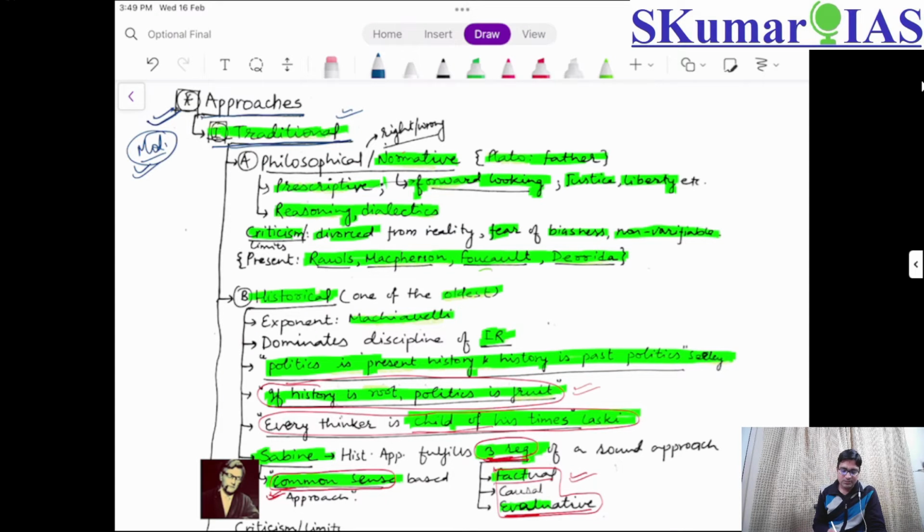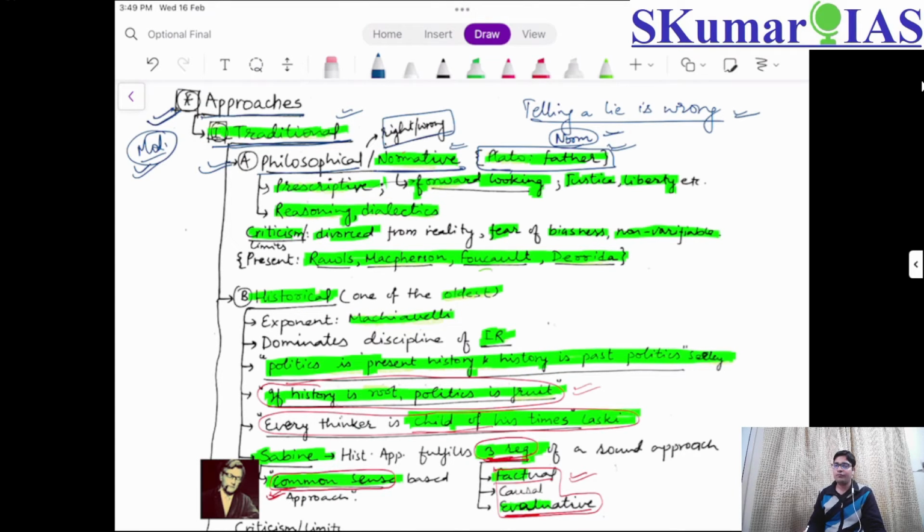In traditional approaches, the first approach is called the philosophical or normative approach. Normative basically means right or wrong. For example, we say telling a lie is wrong. So, this is normative. Norms basically means only right and wrong. And Plato is known as father of normative or philosophical approach.